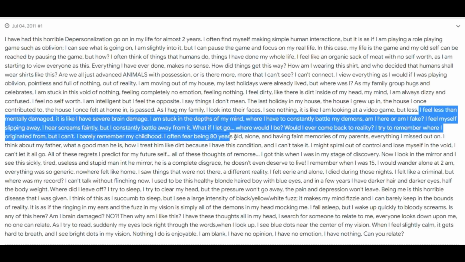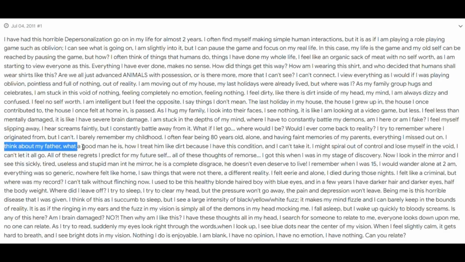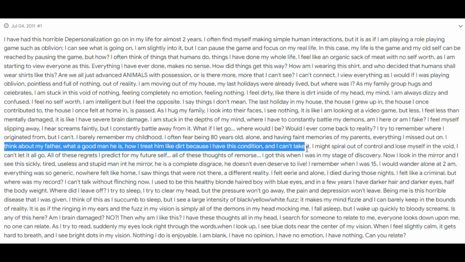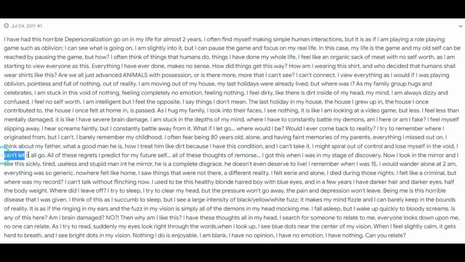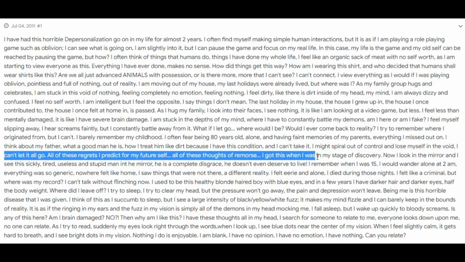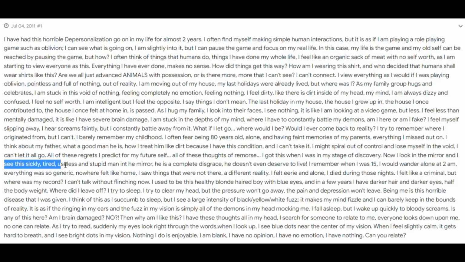I often fear being 80 years old, alone, and having faint memories of my parents, everything I missed out on. I think about my father. What a good man he is. How I treat him like dirt because I have this condition, and I can't take it. I might spiral out of control and lose myself in the void. I can't let it all go. All of these regrets I predict for my future self. All of these thoughts of remorse. I got this when I was in my stage of discovery. Now I look in the mirror and I see this sickly, tired, useless, and stupid man in the mirror. He is a complete disgrace. He doesn't even deserve to live.